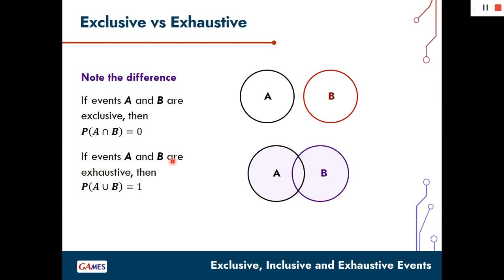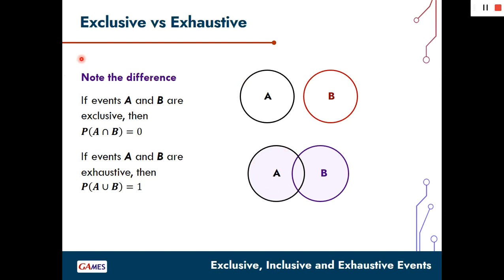Now, when you check the two events and the probability of A union B, as I mentioned earlier, is 1, it simply means you have the equivalent of the probability of the entire sample space, and therefore those events are said to be exhaustive. So the probability of A union B is equal to 1, and they are called exhaustive events.